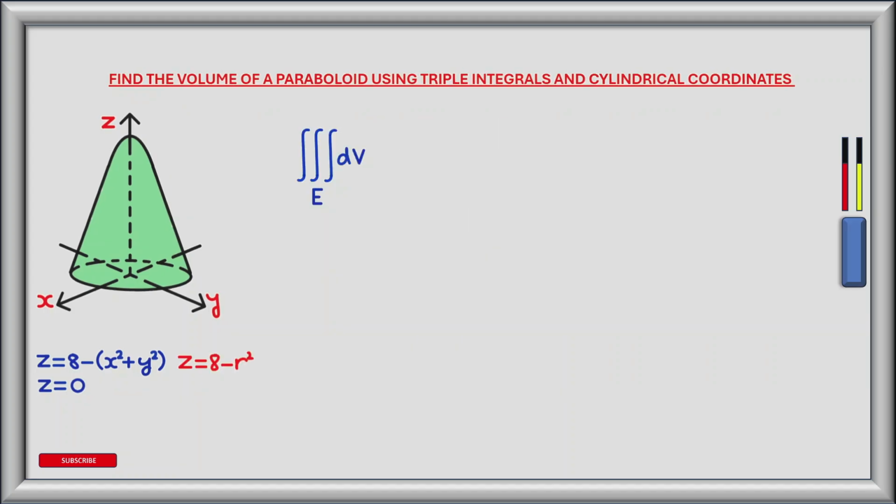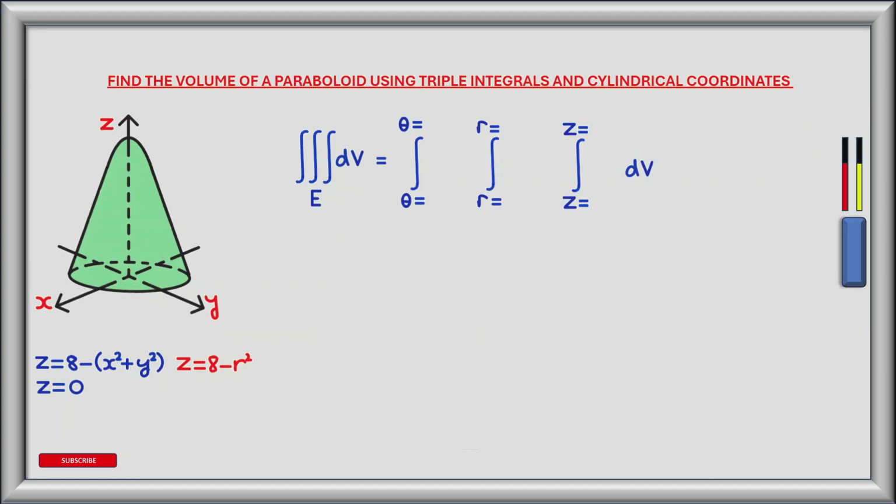To find the volume, we need to integrate over the region which we'll call E, and some infinitesimally small pieces of volume, shown here as dV. We need to unpack this and define our region using cylindrical coordinates. This will give us our limits of integration for r, theta and z, and then look at what dV equates to in this context. So let's begin with the limits of integration along the z-axis.